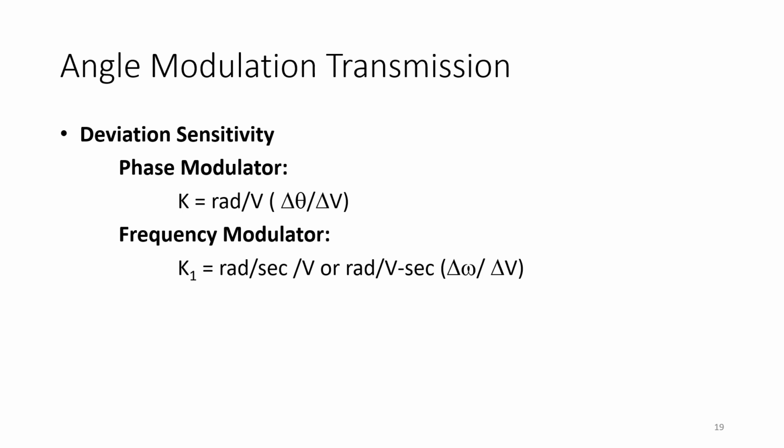Okay, so let us define deviation sensitivity again. For the phase modulator, the deviation sensitivity is given by K, with a unit of radians per volt, and it is the change in phase with respect to the change in the amplitude, that is delta V, the magnitude of your input signal. For frequency modulation, it is given by K1 with a unit of radians per second per volt. This is the change in the frequency, where omega is 2 pi f, with respect to the change in voltage or amplitude.